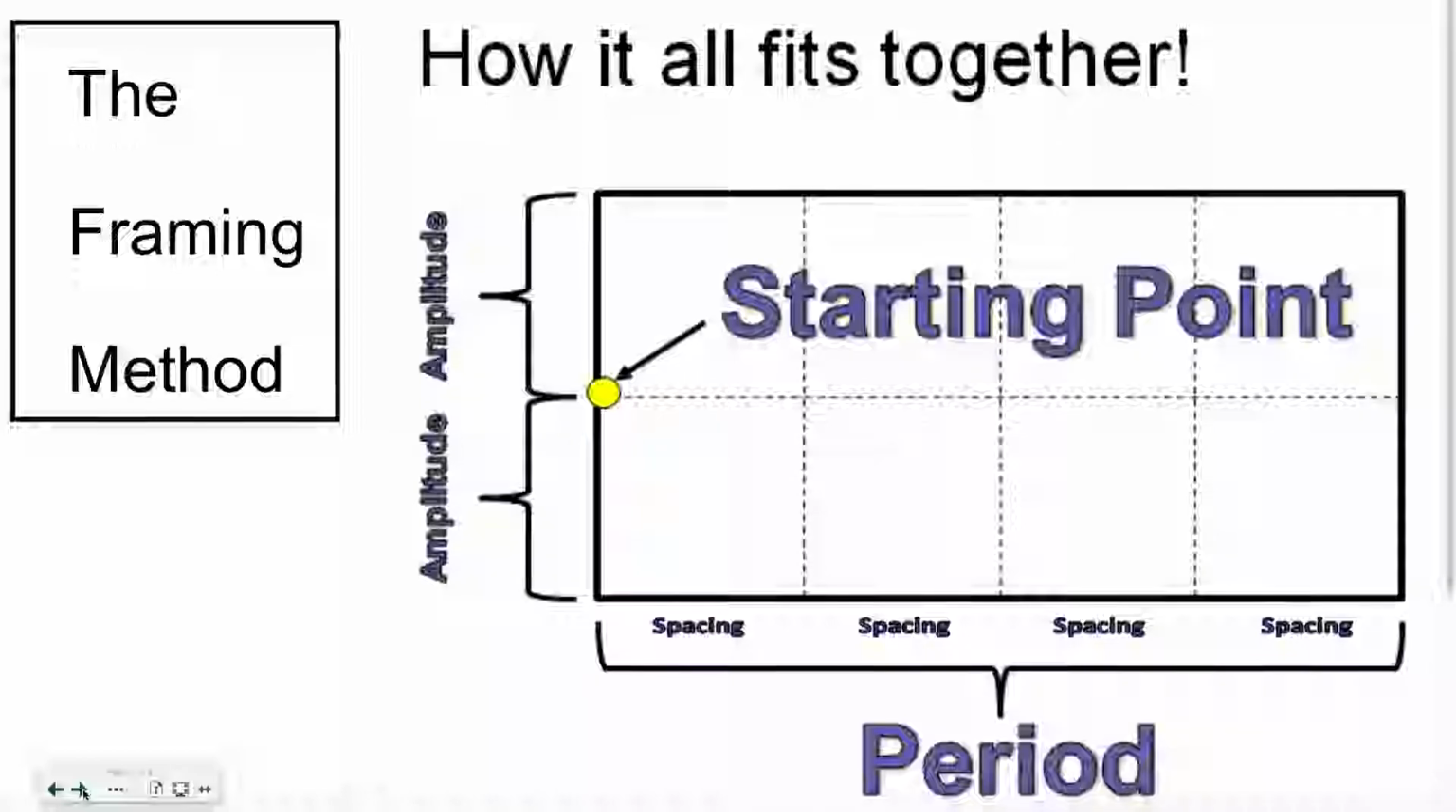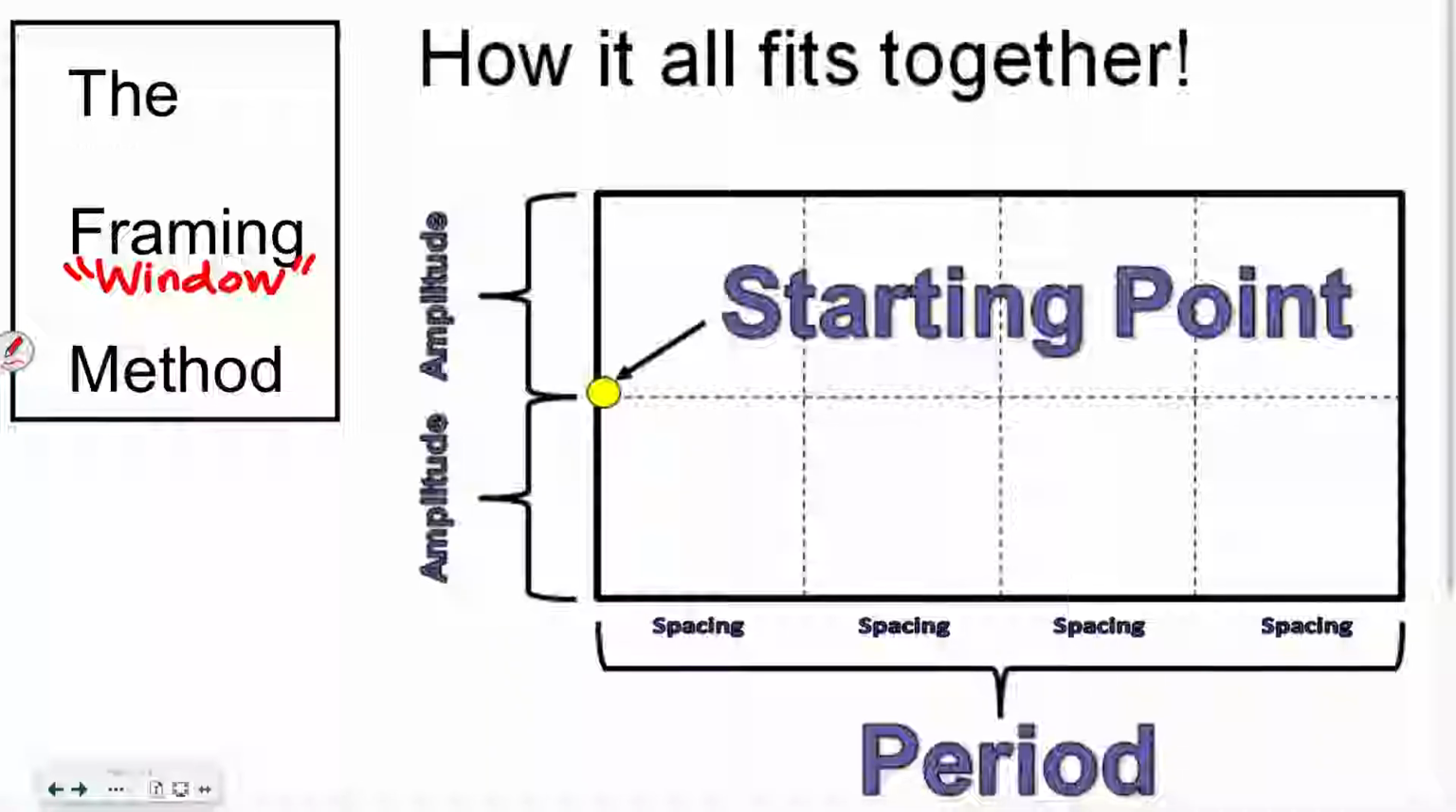So we're going to use something called the framing method. I also sometimes refer to it as a window, because look at this big rectangle. Imagine it like a window, and these dotted lines are like your panes. So you have 8 panes of glass. Okay? So you get the window effect there.